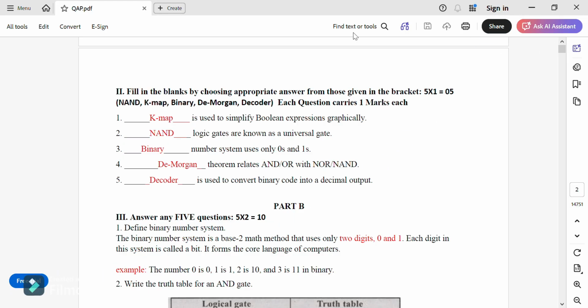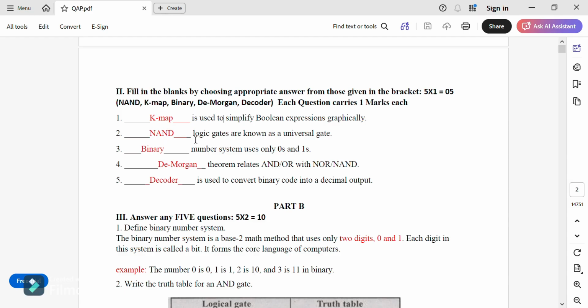The second part of this part A is fill in the blanks by choosing the appropriate answer from the options given in the bracket. They have already given the answers here, you just have to choose the appropriate one. The first gives NAND, KMAP, binary, De Morgan's and decoder. Dash is used to simplify the Boolean expression graphically. Graphically means we are going to use the table, that's nothing but the KMAP. So KMAP is the appropriate answer.